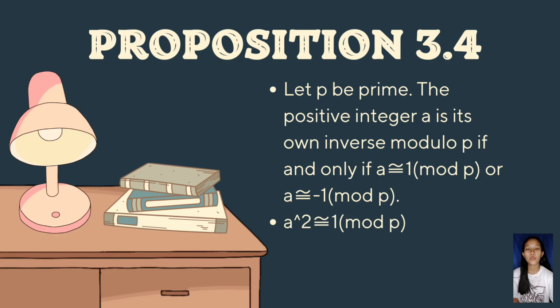So conversely, if A is its own inverse modulo P, then A squared, which is A times A, is congruent to 1 mod P. Hence, P divides A squared minus 1, since A squared minus 1 is equals to the quantity of A minus 1 times the quantity of A plus 1. Either P divides the quantity of A minus 1 or P divides the quantity of A plus 1. Therefore, either A is congruent to 1 mod P or A is congruent to negative 1 mod P.